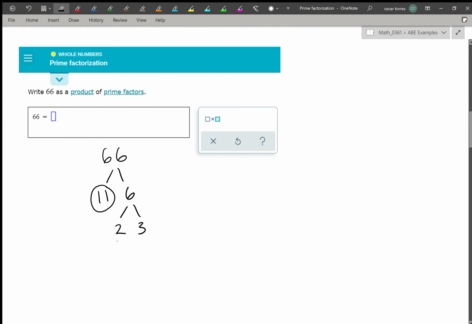Can I split the 2 up any further? No. Can I divide the 3 any further? No. So my final answer is going to contain 11, 2, and 3. Technically, the order in which we write these numbers doesn't matter, but typically you'll see it written in increasing order. So starting with the smallest number, we have 2 times 3 times the largest number, which in this case is 11. So this will be my final answer to the problem.